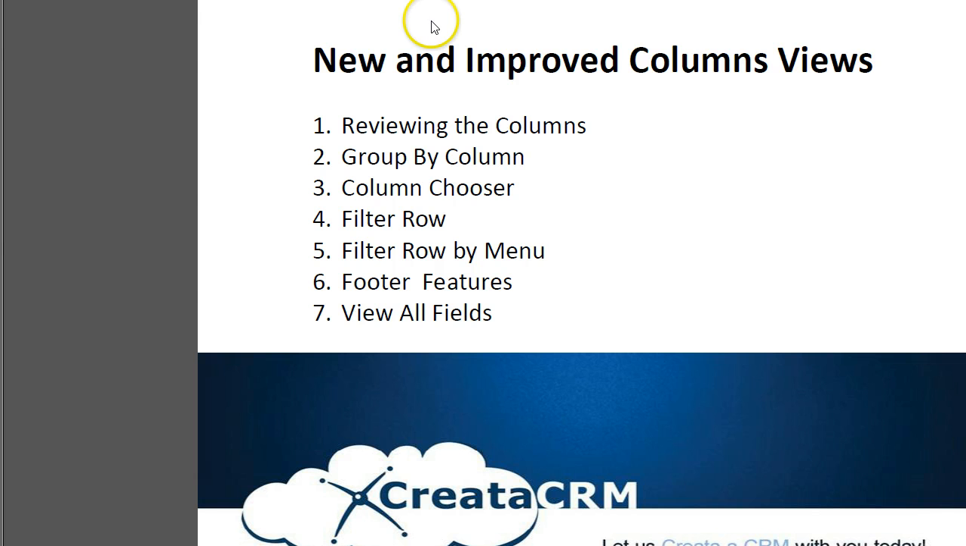There's a number of things we'll be showing you, a lot of new features. We'll start from reviewing the columns, doing the group by columns, column chooser, filter rows, which is already there, but you can turn it off and on now. Filter row by menu, footer features, and view all fields in the new and improved columns. Let's have a look at this.